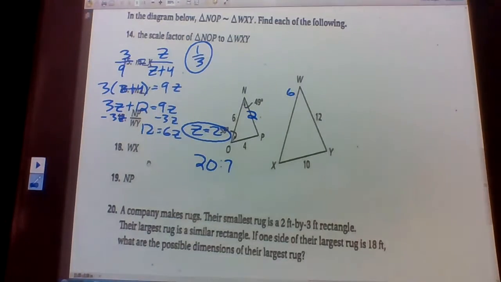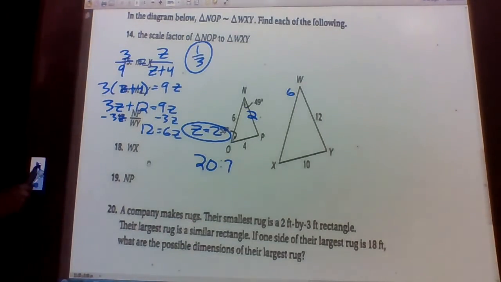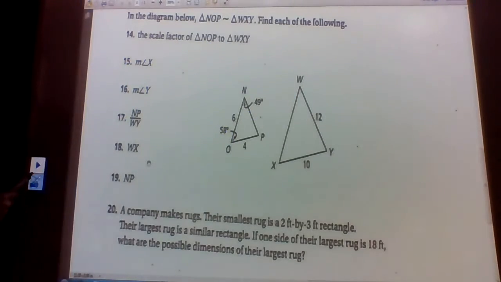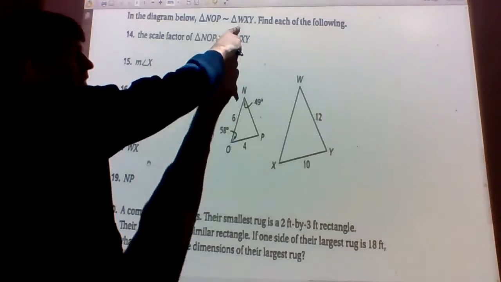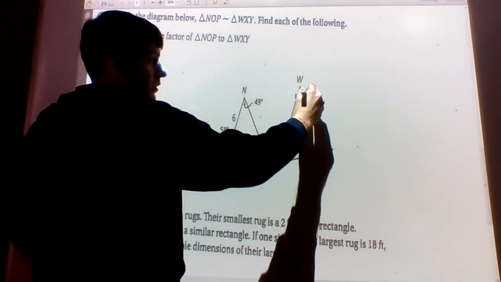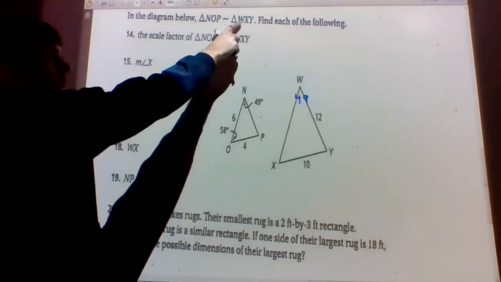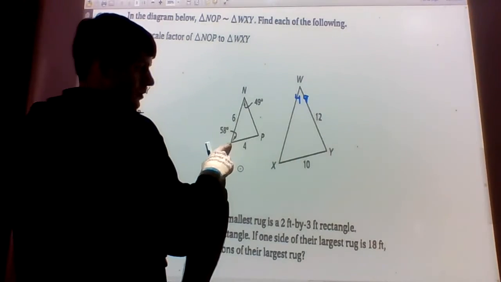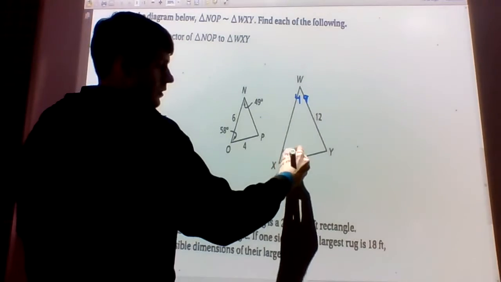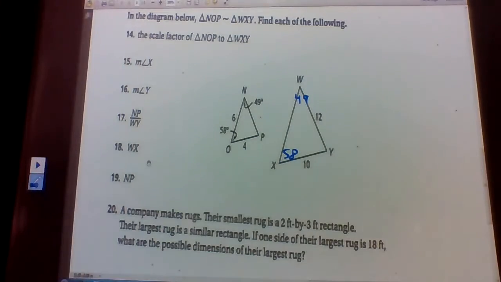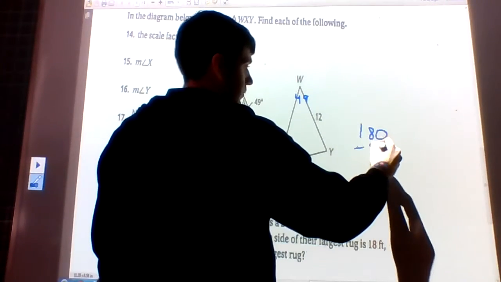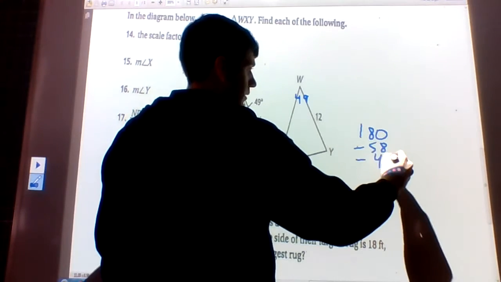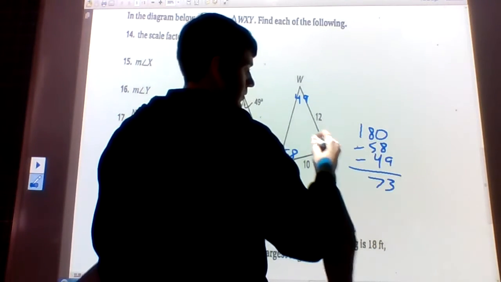14 through 19, we went over all of it in class, really, but let's do this. So angle N is 49. We know angle N is congruent to angle W, so that's also going to be 49. We know angle O is congruent to angle X, so since O is 58, X is also 58. We know the 3 angles of a triangle add up to 180, so 180 minus 58 minus 49 is going to give us 73.